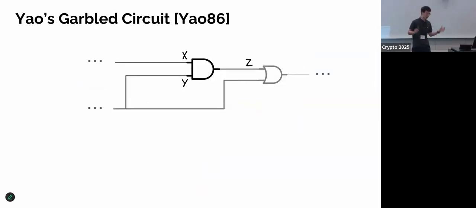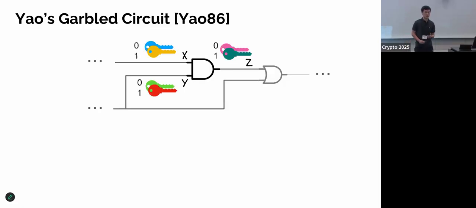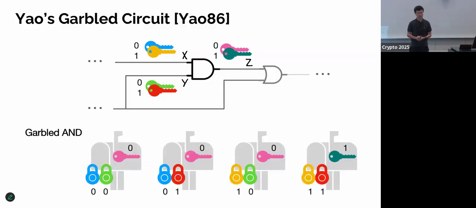And yeah, so the most well-known construction is by Yao in 1986. So in Yao's garbled circuit, we assign 2 keys, or sometimes called labels, to every wire. And to garble a gate, we just encrypt the output label with the input label. So here, each label corresponds to either bit 0 or 1.